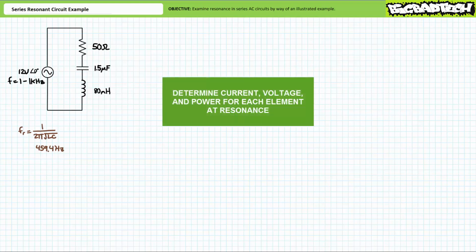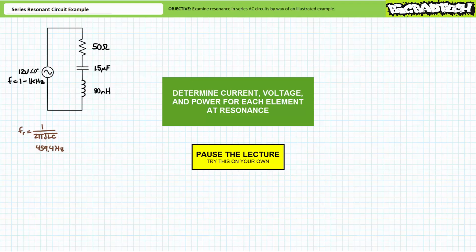Let's now determine the electrical properties of this circuit at conditions of resonance. See if you can determine the source current, the voltage across each element, and the apparent, real, and reactive power experienced by each element at the resonant frequency of 459.4 Hz. By all means, pause the lecture and try this on your own. If you're tracking, you should have obtained the following results.